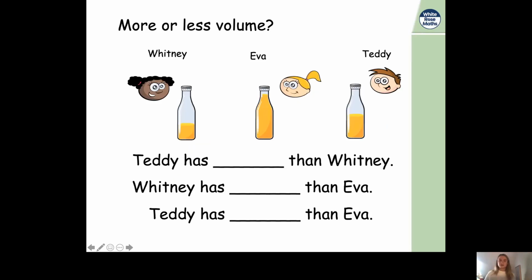So now what we're going to do is use the language more or less to describe the volume, okay? So we've got the children's names written above. We've got Whitney, Eva and Teddy. And the first 2 bottles that we're going to look at belong to Teddy and Whitney.